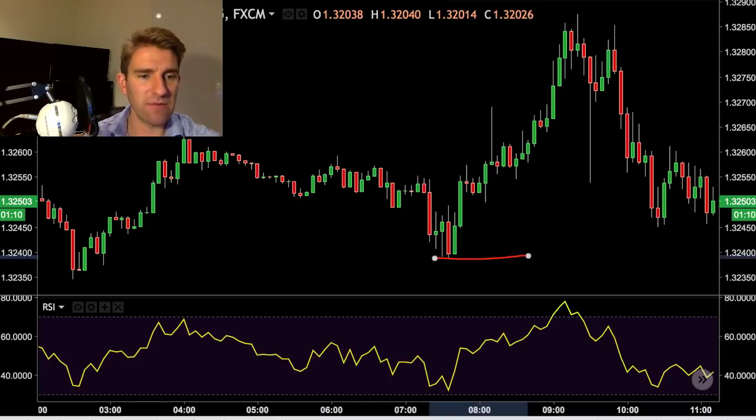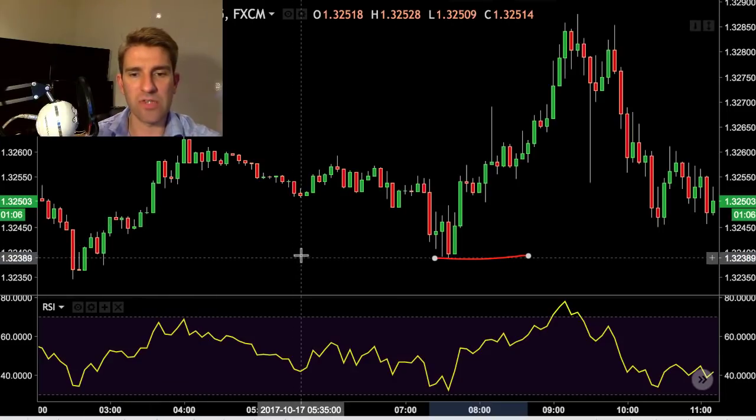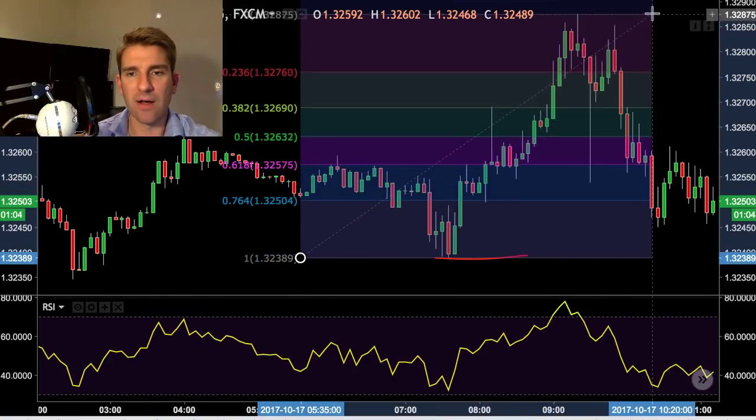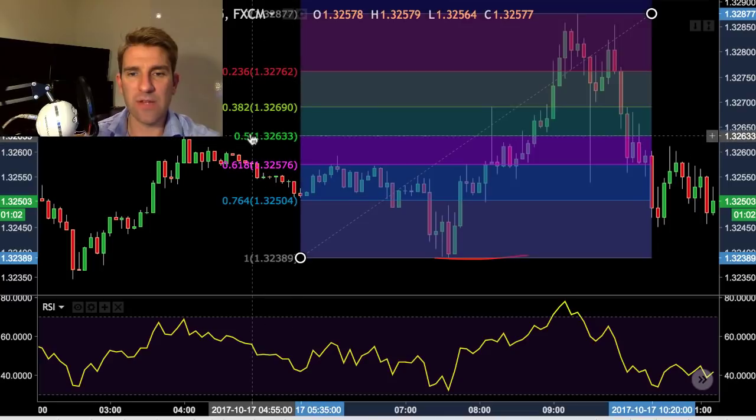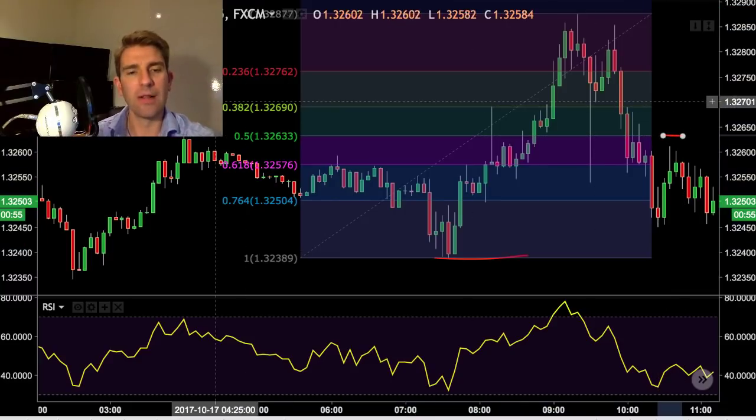In fact, let me just get a fib out if I've got it to hand, and we can kind of use that to frame the trade. There we go. So 50% of the move is around there. That would be your exit point there, according to the criteria of the trade.